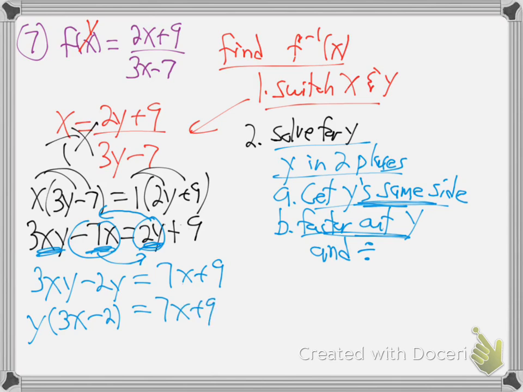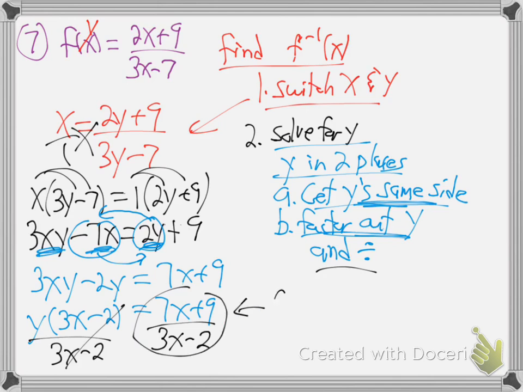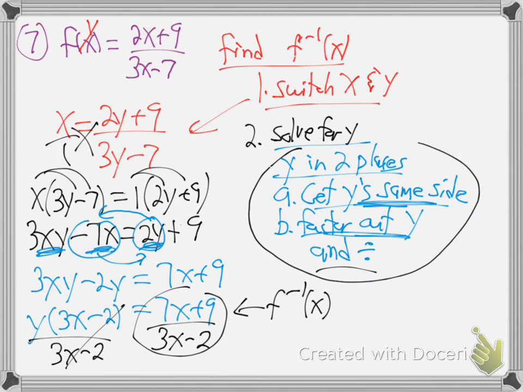I factored out the y and divide. Divide by 3x minus 2. Boom. There is the inverse function. Make sure you know that for exam number 2. For sure on exam number 2 is this whole process where you've got y in two places. You got to get the y's on the same side, factor out y and divide. That'll for sure be on exam number 2.